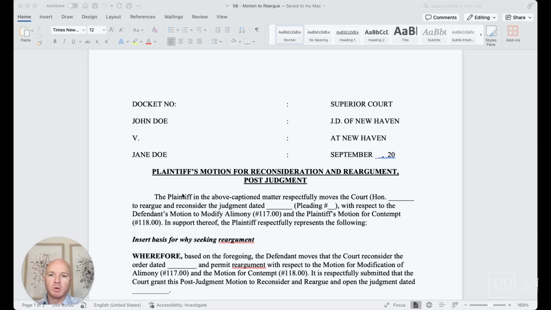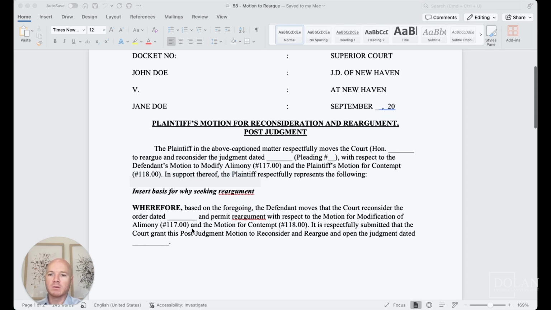Now, this is a sample motion of what you actually have to file with the court, so include your case caption and then the title of the motion below. You should put plaintiff if you're the plaintiff or defendant if you're the defendant, and then state that in the above captioned matter, you're asking the court, and then include the judge's name and the date of the judgment and the pleading number, and then the underlying motion. So this sample motion is for an underlying motion to modify alimony and a motion for contempt, but if it is just a regular trial, it may be on the divorce complaint or the divorce cross complaint.